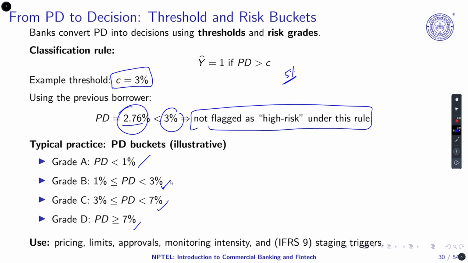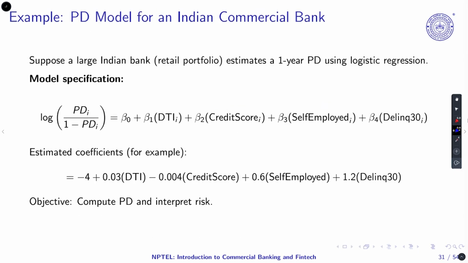This is for your reference in practical life. I talked to some people, and they also highlighted that this is the rule of thumb they follow for monitoring the internal credit rating. Now suppose we are told to develop or estimate a PD model for an Indian bank. Suppose a large Indian bank's retail portfolio estimates a one-year PD using logistic regression.